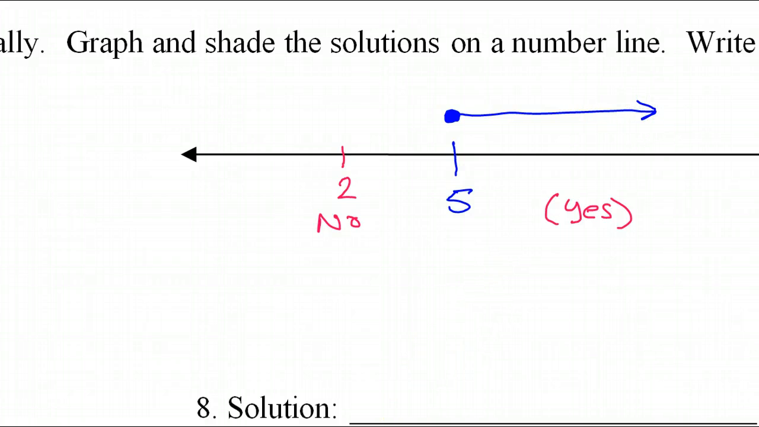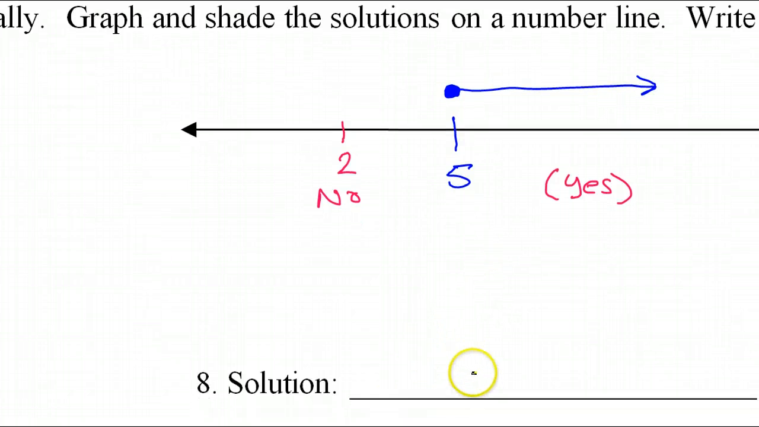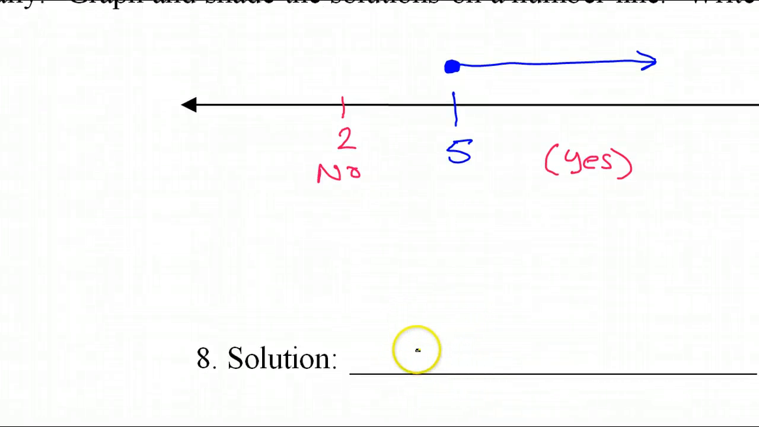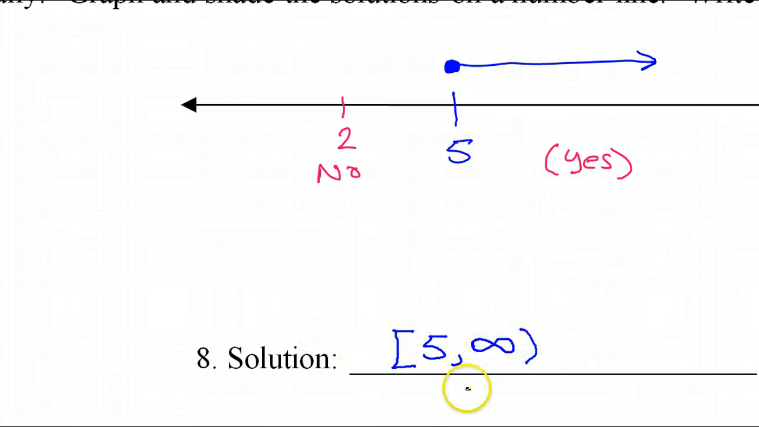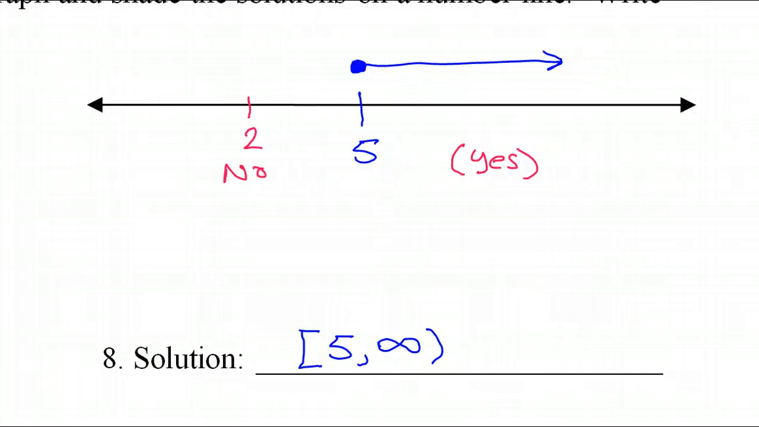Okay, so there's my graph. But I'm also supposed to write the solution in interval notation and put it here. So 5 to infinity. I will use a squarish bracket similar to the closed circle. This means 5 is included as one of the solutions. Okay, 5 to infinity. So this is what your complete answer to number 8 should look like.